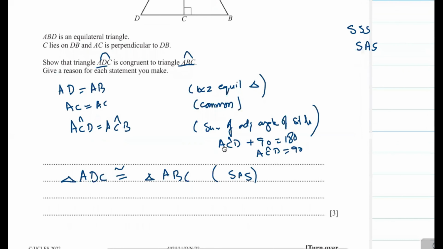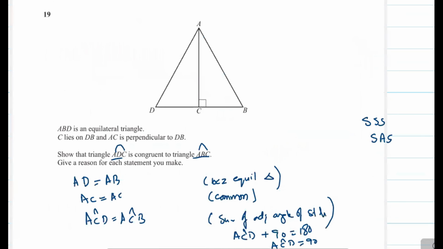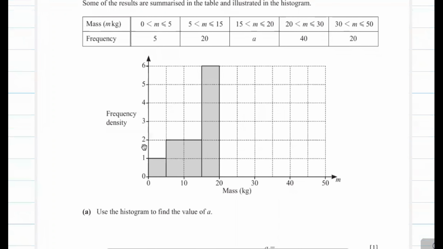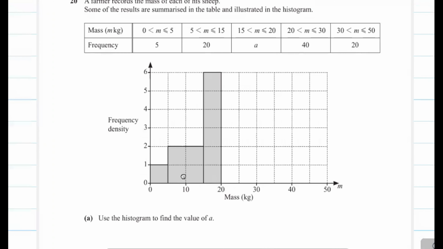Now the next part of this question. Question 20. A farmer records the mass of each of his sheep. Some of the results are summarized in a table and illustrated in a histogram. Mass: 0 to 5 kg, 5 to 15 kg. Next mass is 15 to 20, and next is 20 to 30, and next is 30 to 50. And frequency is also given here. You see here, this is the frequency density, and the graph between frequency density and mass. Use the histogram to find the value of A.